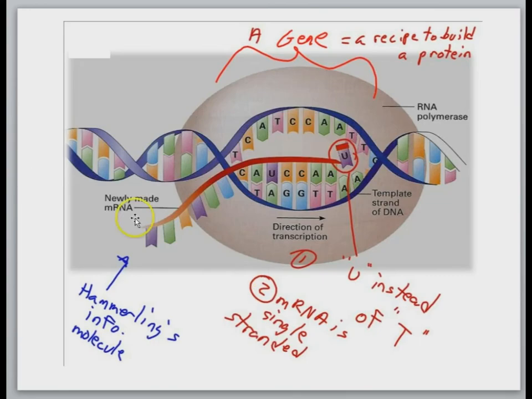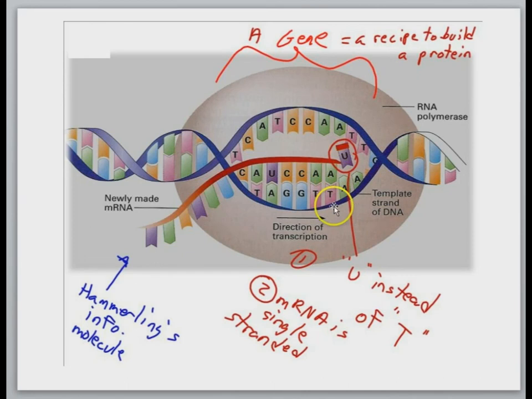Here's another picture of that. Here we see the double-stranded DNA molecule. It has opened up at this region, so we'll call that a gene. Here is the information to build a protein, and it is now being used to make a messenger RNA copy of that information.